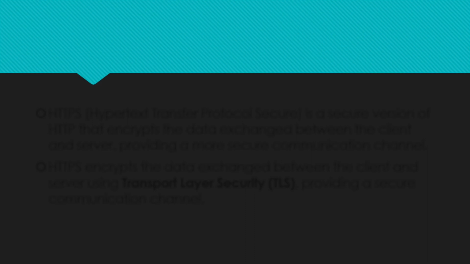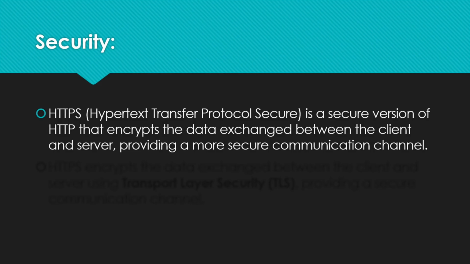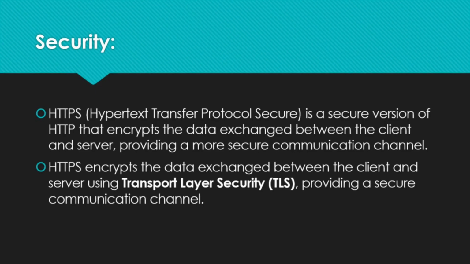Now we are going to talk about the HTTP protocol with security. That is going to be HTTPS, Hypertext Transfer Protocol Secure. HTTPS is a secure version of the HTTP protocol that encrypts the data exchanged between the client and the server, providing a more secure communication channel. HTTPS encrypts the data exchange by using TLS, that is Transport Layer Security. We are going to learn more about TLS in the next video, that is going to be about HTTPS. Coming back to our topic, we are going to discuss WebSockets now.